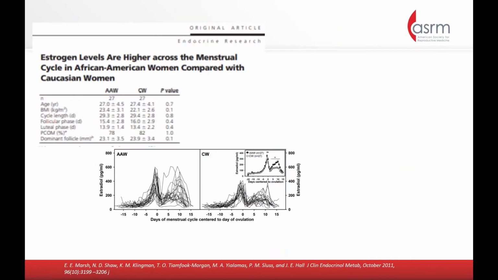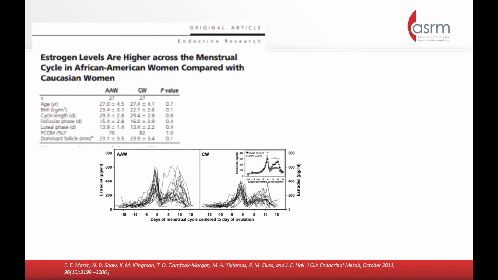So in terms of FSH, there are not many data across racial and ethnic groups, particularly that focus on early follicular phase FSH. Driven by questions regarding racial differences in FSH, we looked at age, BMI, and cycle length matched cohorts of Black and white women. We confirmed that they had similar follicular phase length, luteal phase length, polycystic ovarian morphology, and similar dominant follicle size. We had each of the participants in this study draw her blood each day throughout an entire menstrual cycle.